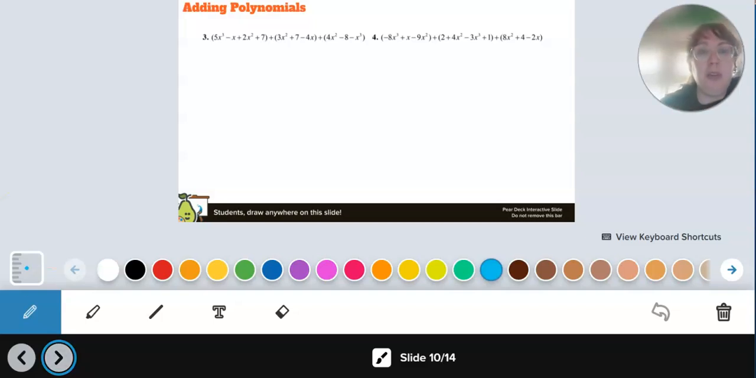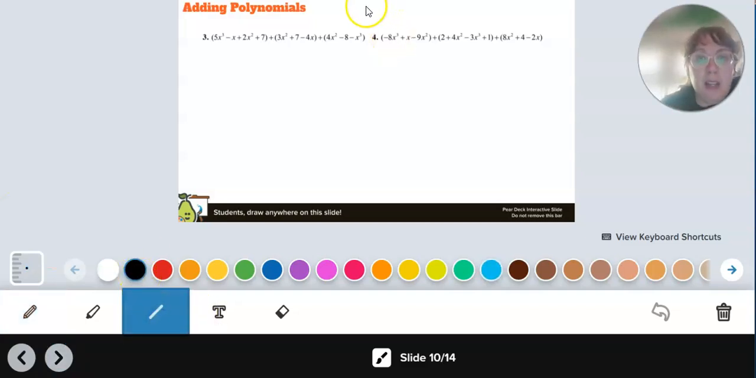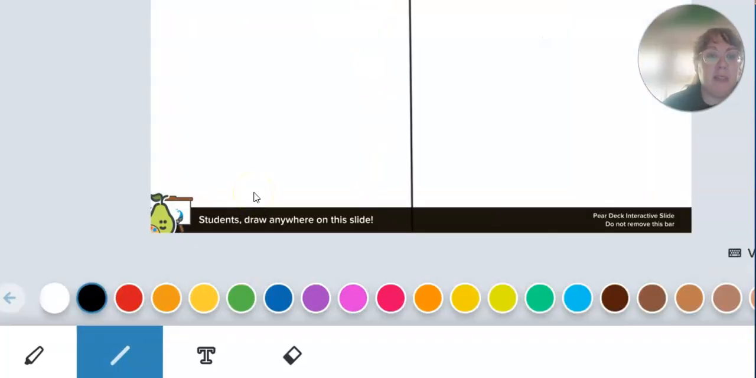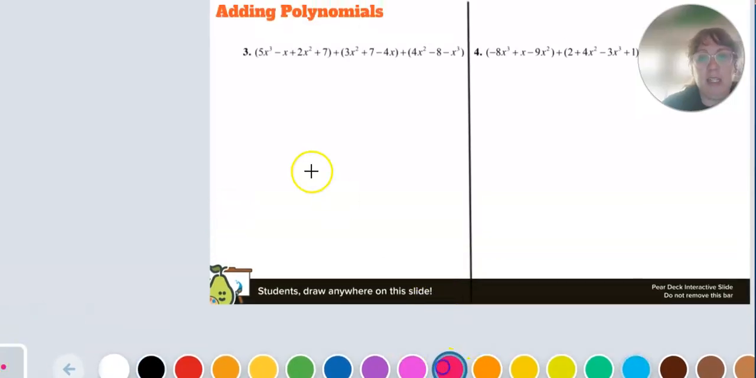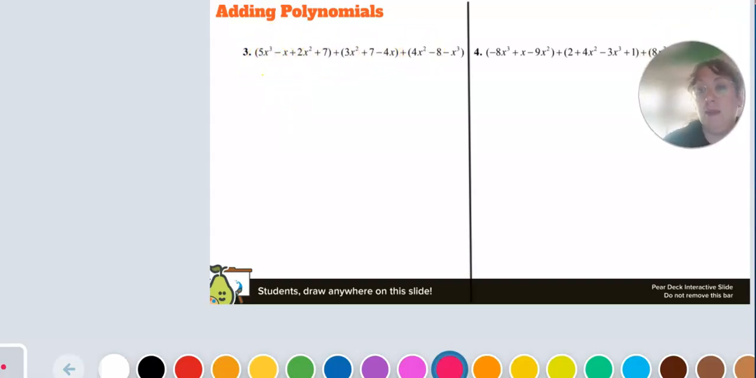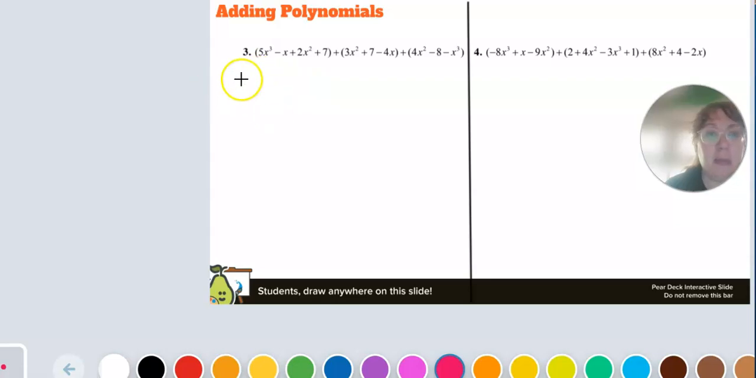And we're going to look at 2 more examples for adding polynomials. I'm going to draw a line right down my slide to give myself some space. And then I'm going to go to my pencil, pick a color. We're going to drop the parentheses. Even though we have 3 groups of parentheses here, that's okay. Just same order, drop them. And then we're going to start combining like terms.